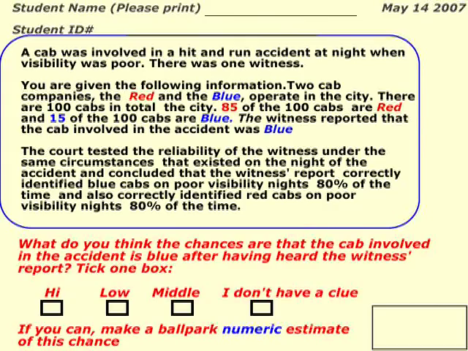Remember, you're not doing this with the family farm or anything like that. It's just, can I get my head around this idea? How do I think about uncertainty when I'm given other bits of information? And again, it's a learning exercise. It may be you still don't have a clue. You can give a number or give a guess and also tick, I don't have a clue.